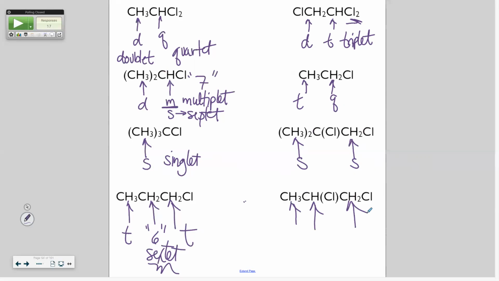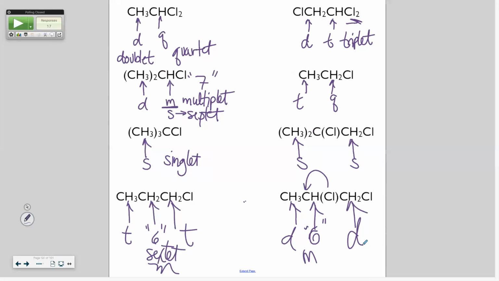Okay, how many neighbors does the CH3 have? 1, so it's going to be a doublet. Okay, how many neighbors does the CH have? 5. Remember, the chlorine is hooked there. It was so I could type it. So it has 3 plus 2, 5 neighbors. So the peak is going to be 6. What about this guy? He has how many neighbors? 1. So he's going to be a doublet. Okay, so starting to mix.